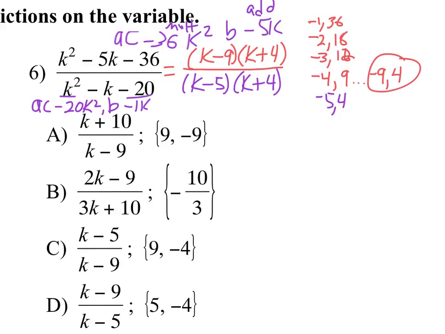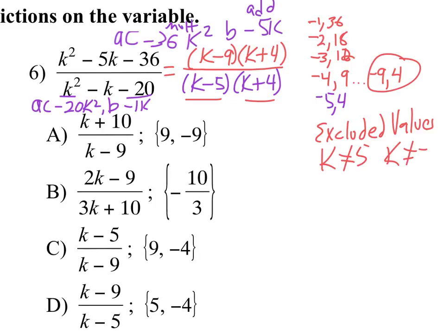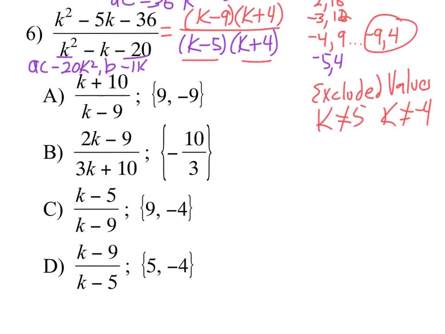Next up, we've got to find our excluded values. Our excluded values are going to come from the numbers that make the denominator equal to 0. In this case, we've got k cannot equal 5 and k cannot equal negative 4. Just like the problem we just did, if I take a look at my excluded values, the only answer choice that has those is D. So in fact, that has to be the answer.